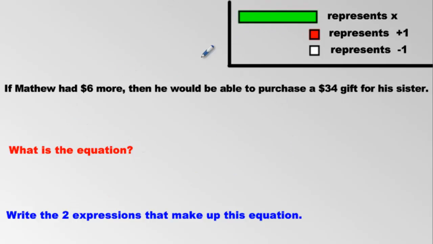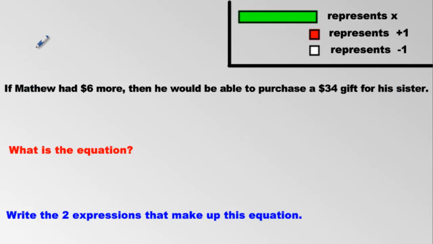How about this one here? We have a word problem. We've got to figure out what this is all about. It says if Matthew had $6 more. $6 more than what? More than he had. Do I know how much he had? Well, let's keep reading and see. Then he would be able to purchase a $34 gift for his sister. So we don't know how much Matthew had.